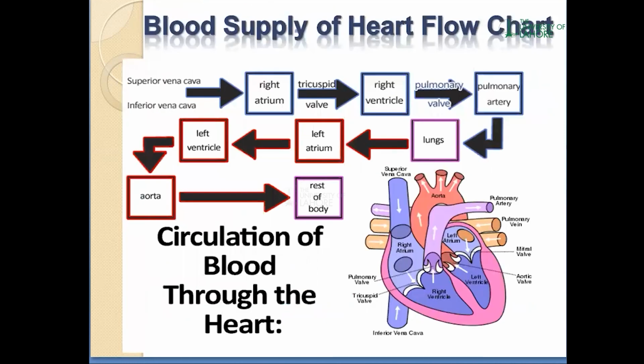Now we talk about the blood flow chart of the heart. Blood enters from the superior and inferior vena cava into the right atrium, from the right atrium through the tricuspid valve into the right ventricle, from the right ventricle through the pulmonary valve into the lungs, then into the left atrium, which receives the blood and passes it through the bicuspid valve into the left ventricle, and then to the aorta and to the rest of the body.